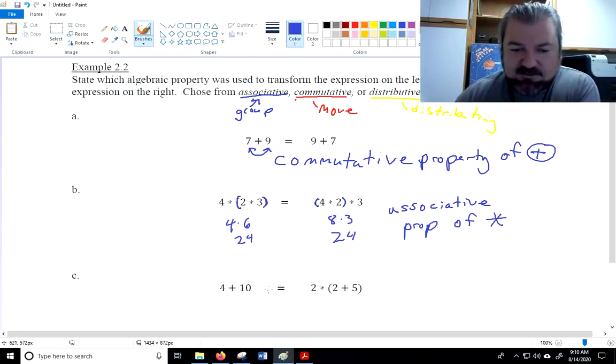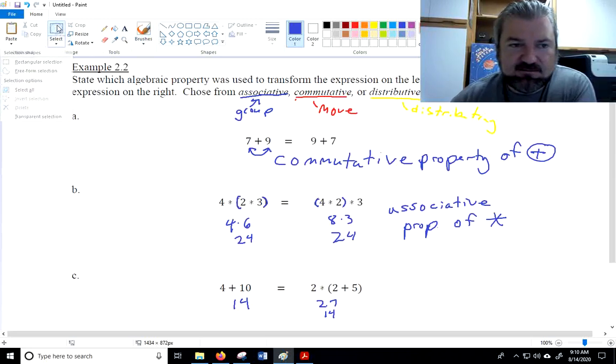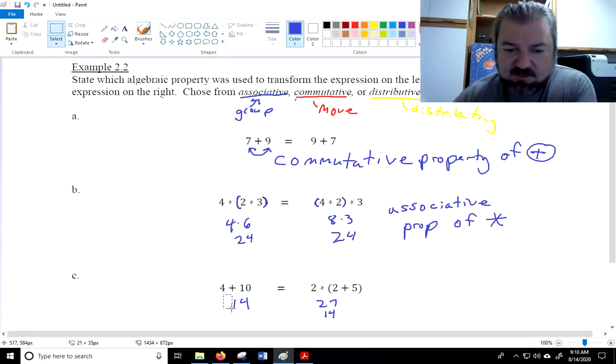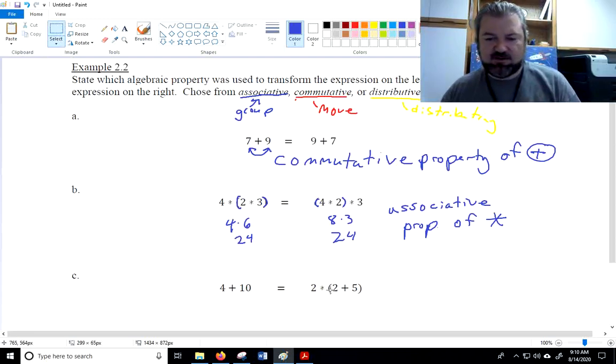Okay. Next, example C. 4 plus 10. Okay, so that's 14. And I'm claiming that's equal to 2 times (2 plus 5). Well, 2 plus 5 is definitely 7. And 2 times 7 is also 14. So these two things are equal. Just wanted to check that first. But let's see how this worked out. How is this done?